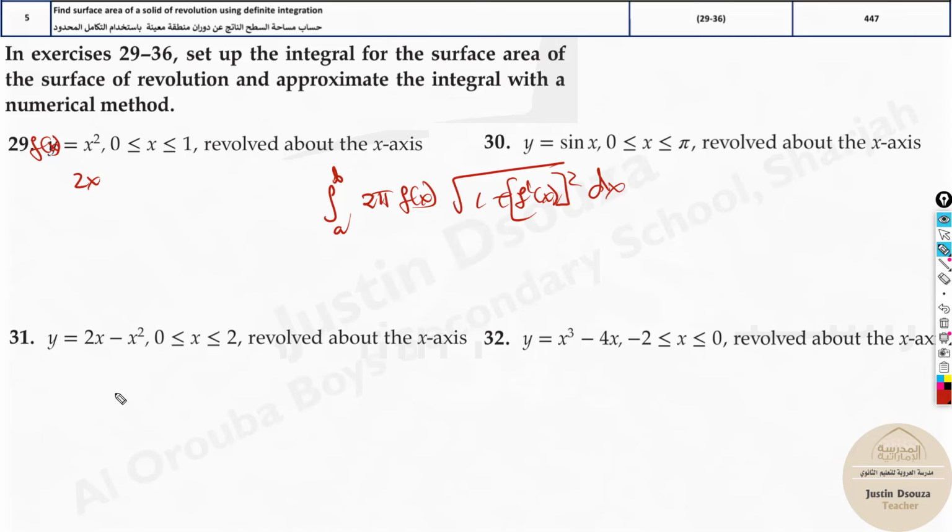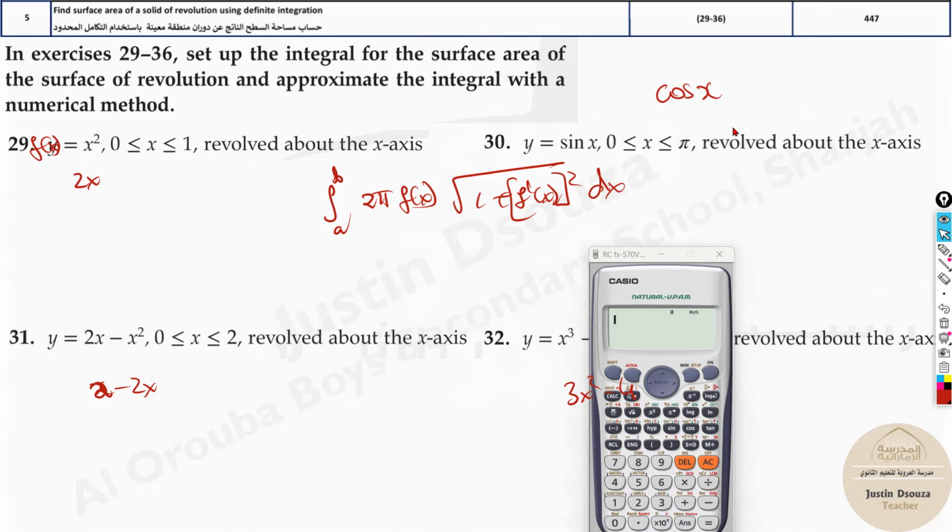Over here it's 2x derivation. Here it's 2 minus 2x. Sorry, it's not x, it's 2 over here. I don't know what happened to me. It's 2 minus 2x. And over here it is 3x squared minus 4, and this becomes 0. Sine derivation is cosine x. Now with these, you can easily solve the problems.